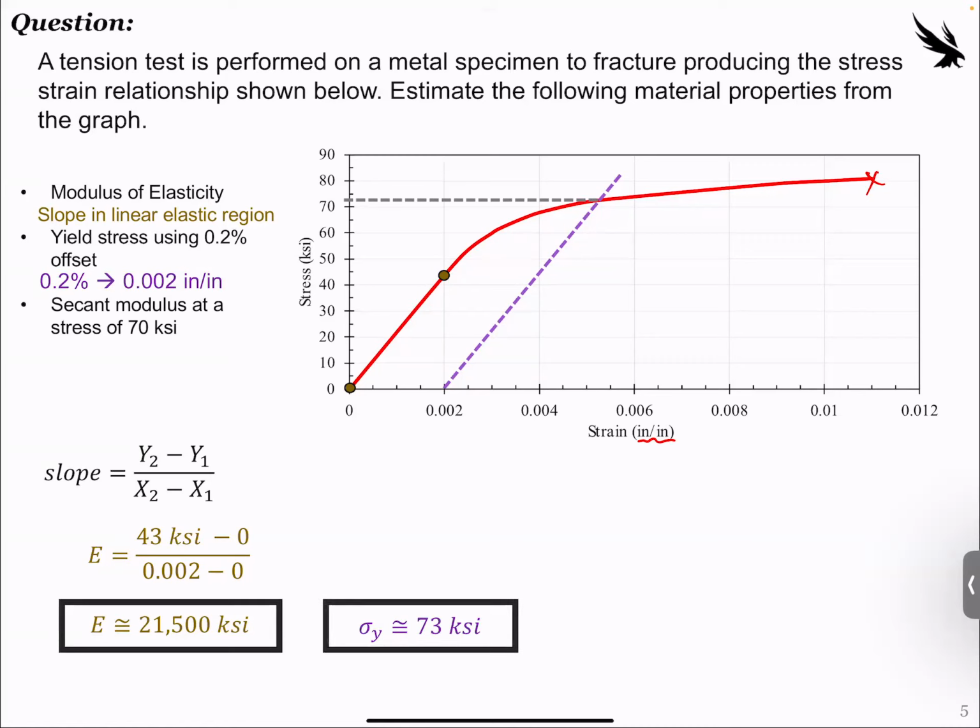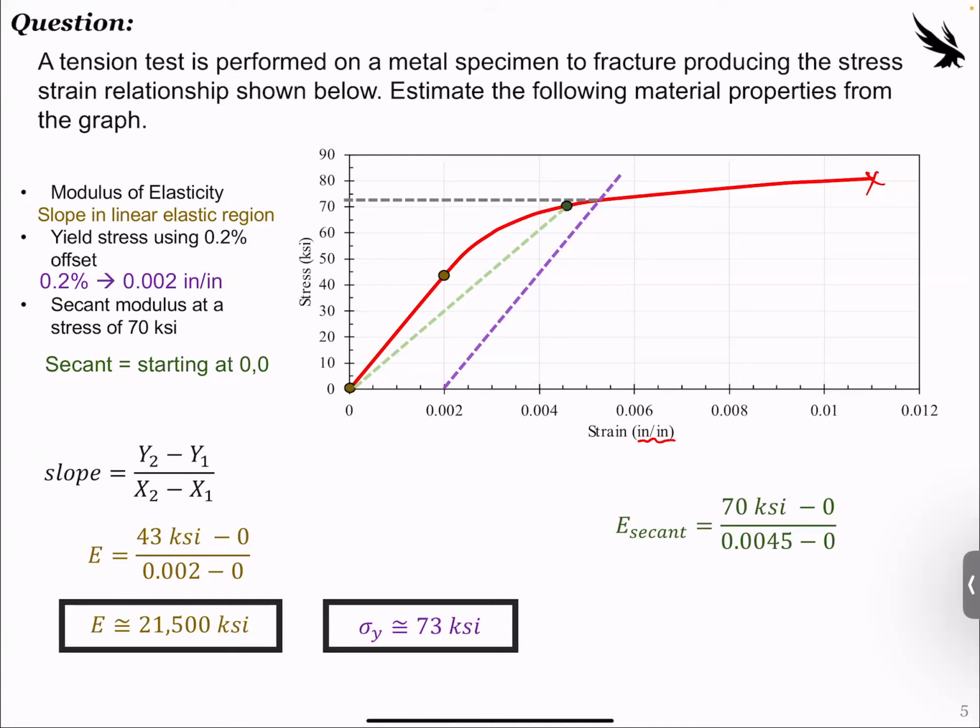Now this last one is the secant modulus. Modulus, in this case, we're still talking about slope. So secant meaning it's starting at 0, 0, but then we have the other key point that we find the slope to at 70 KSI. So we find where 70 is on our stress strain curve, and that straight line between those two, the slope of that straight line is going to be our secant modulus.